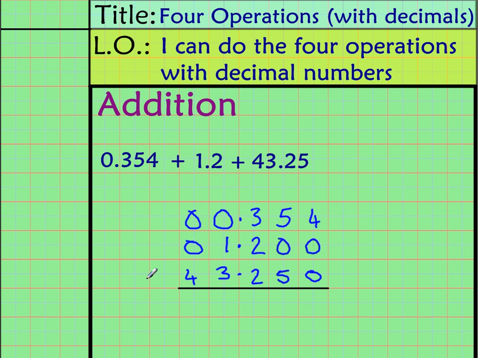Okay, and then it's just a case of, this is an addition question, so it's just a question of adding up as per normal. 4 plus 0 plus 0 is 4. 5 plus 5 is 10, so put the 0 here, carry the 1. 3 plus 2 plus 2 is 7, plus 1 is 8. 0 plus 1 plus 3 is 4. 0 plus 0 plus 4 is 4. And we just pop our decimal point in there. 44.804. Okay, so just be very, very careful that you line up the decimal points in these addition questions, okay?